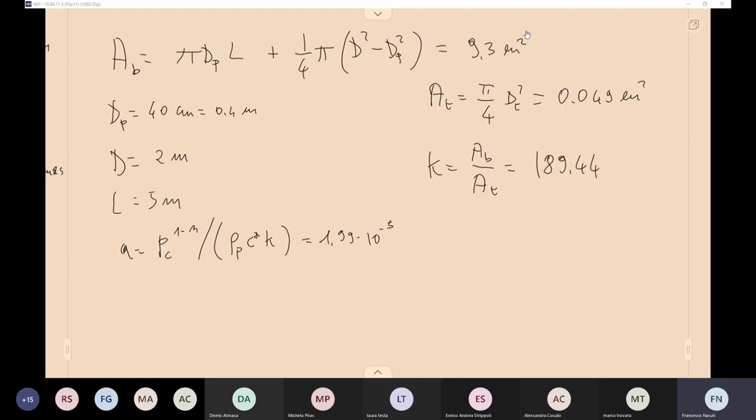1.99 10 to the minus 5 meter per second Pascal to the minus N. So here I put in this expression to get this value, pressure in Pascal. So we had it in bar, it's 3.5 by 10 to the 6 Pascal was our chamber pressure.